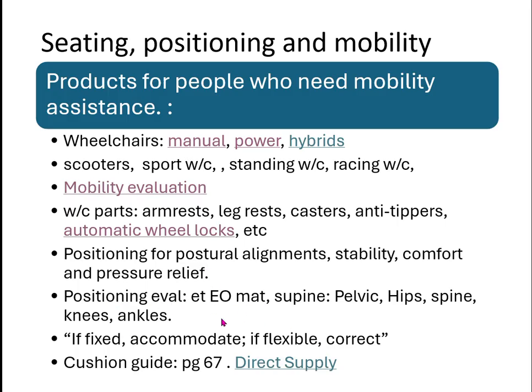Positioning evaluation, we usually start at the edge of the mat. We get the client seated if they can. We also evaluate them in supine position. In the seated position, we usually check their trunk control, their trunk stability. Can they sit unsupported? Can they sit without holding with their arms? How much can they reach forward without falling over?